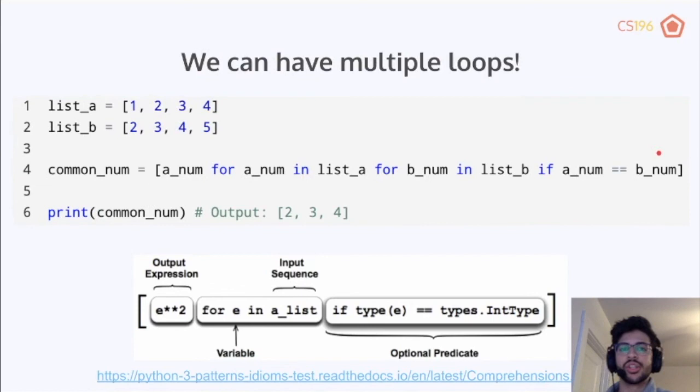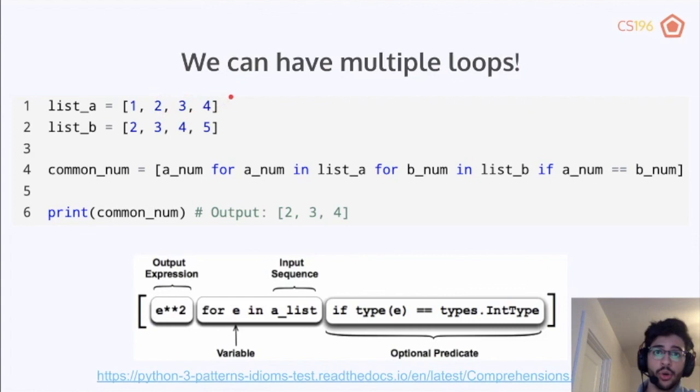So let's go ahead and go through another example. We can have multiple loops as well. Let's say I want to find the common numbers between list A and list B, the numbers that both of these share. So I can just go ahead and say, let's have two loops. Let's loop through all the numbers in list A, and while I'm doing that, let's go through all the numbers in list B, and if the number in list A is equal to the number in list B, then let's put that in our output expression, which will go into our output list, our common num. And so we'll see that all of the common numbers that they share will go into the output list. So these are 2, 3, and 4, because they occur in both lists.